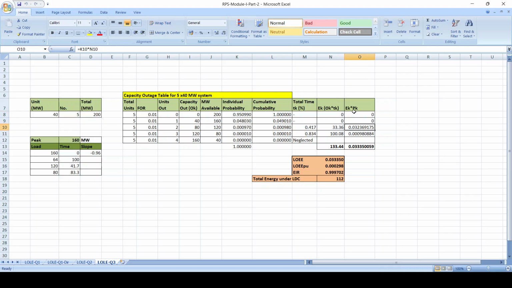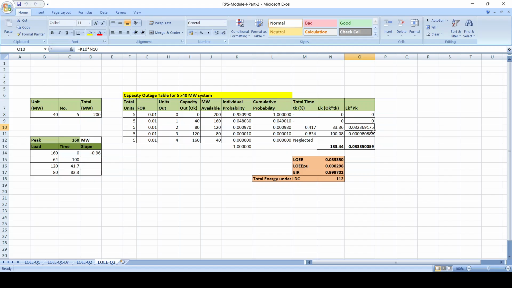Now this is the direct application of the formula, summation EK into PK. So what is EK? EK is the total energy not supplied into what is the probability. PK, as you see, is the individual probability, which will be computed here. So it is K10 into N10. So the individual probability of outage into N10, the energy outage. Okay, K10 into N10.